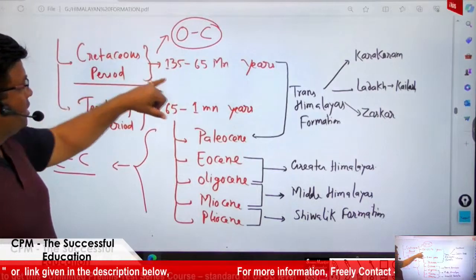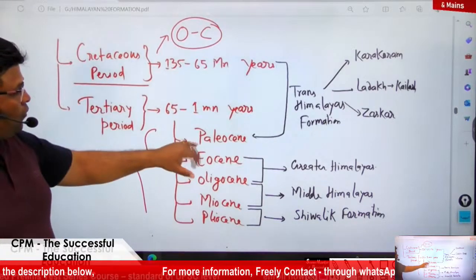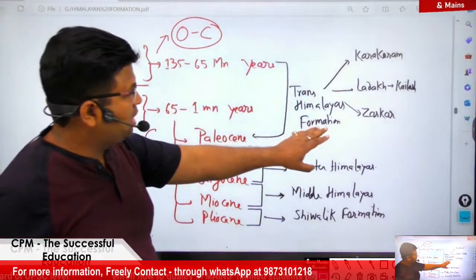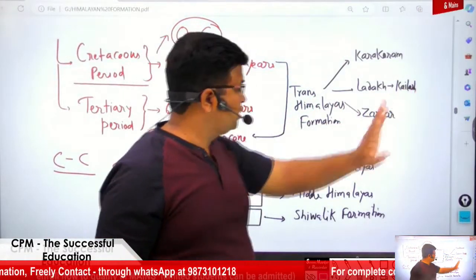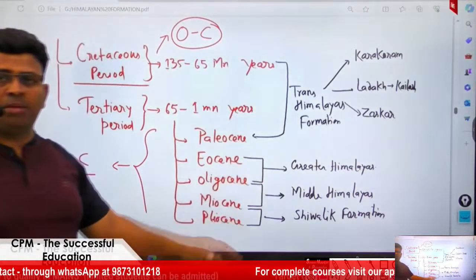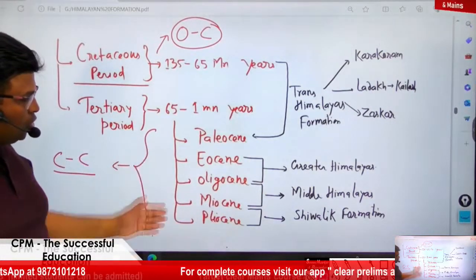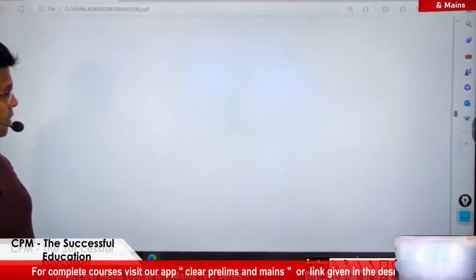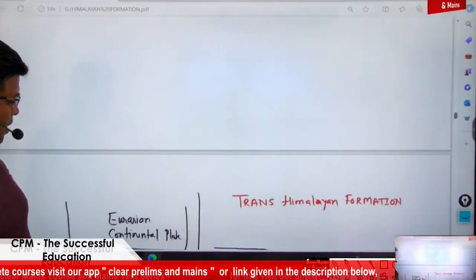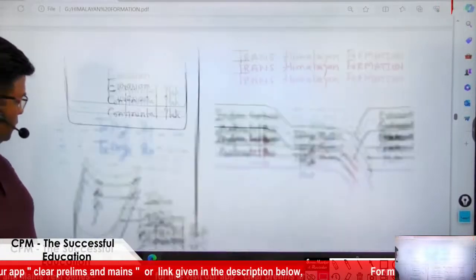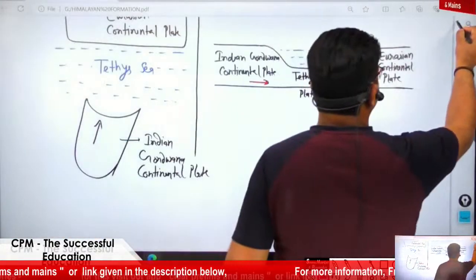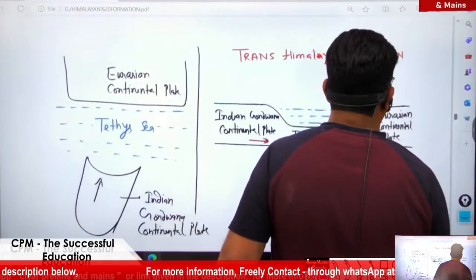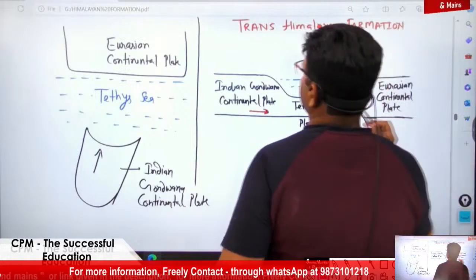Here, from the Cretaceous period to the first part of the Tertiary period, Paleocene, we get the Karakoram, Ladakh and Jaskar, and the Ladakh continuation in Tibet, the Kailash Range. And the Greater Himalaya, Middle Himalaya and Sivalik are formed from Eocene to Pliocene. Understood? So here, let us see what is going to happen. First, we are going to see the formation of Karakoram, Ladakh and Jaskar.